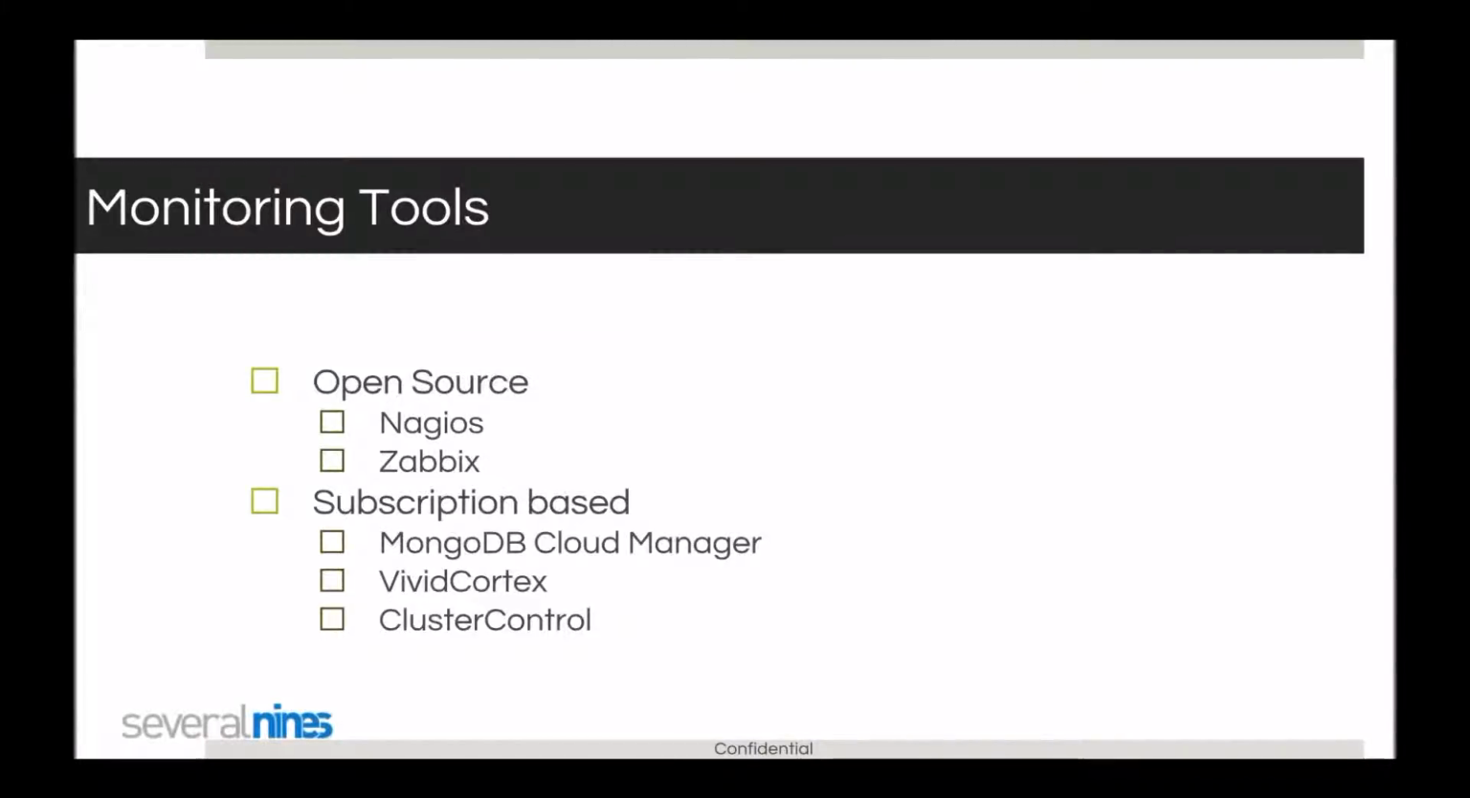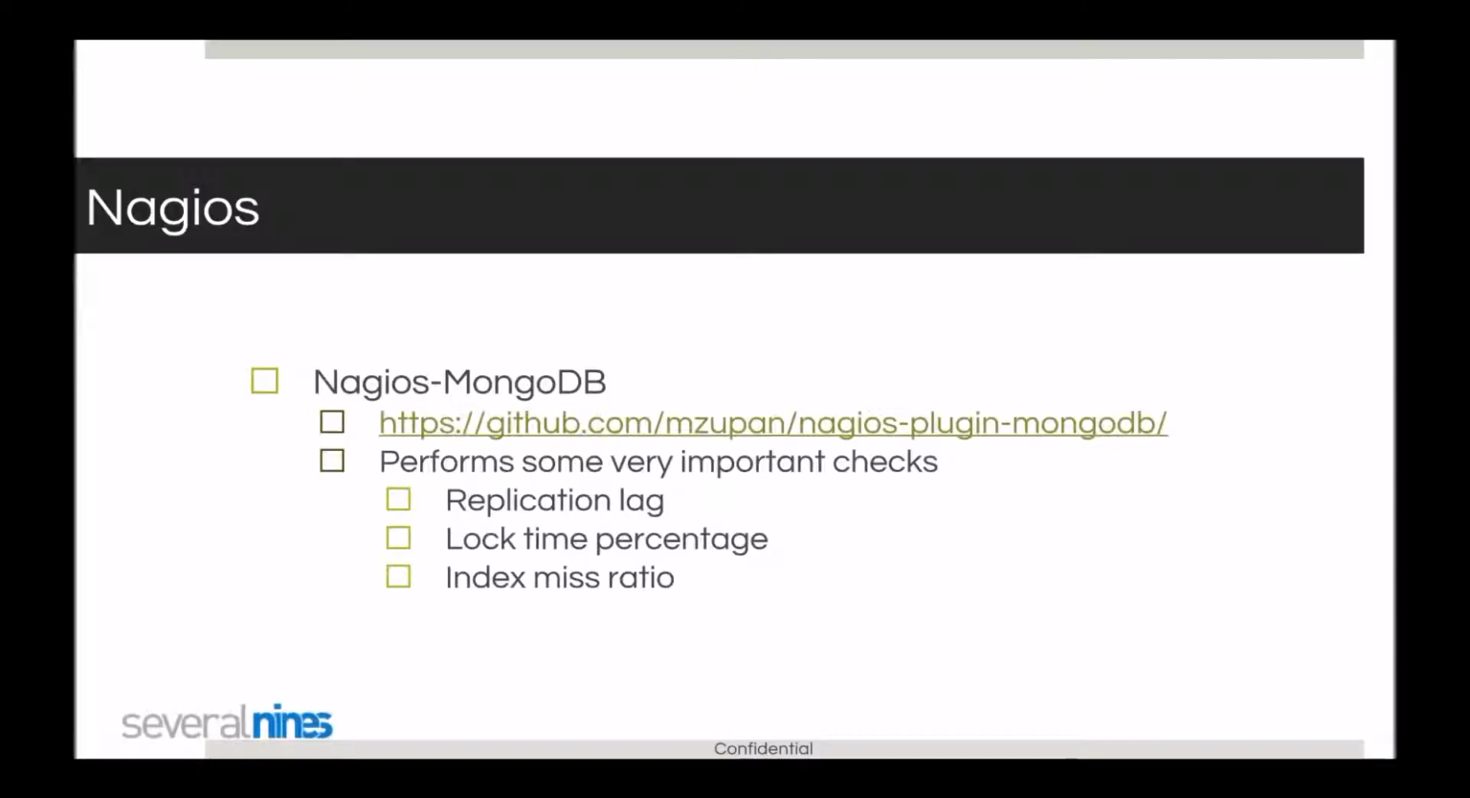Monitoring tools out there, open source tools, Nagios and Zabbix. They're both well-known tools, but there are also subscription-based tools out there. The MongoDB Cloud Manager is available, and that's from MongoDB themselves. It's part of the MongoOps framework. Then there's Vivid Cortex. Vivid Cortex allows you to install an agent on MongoDB servers and then send off the metrics to their implementation. And also ClusterControl, which is doing more than just monitoring. It's a full stack deployment system, monitoring system, maintenance system.